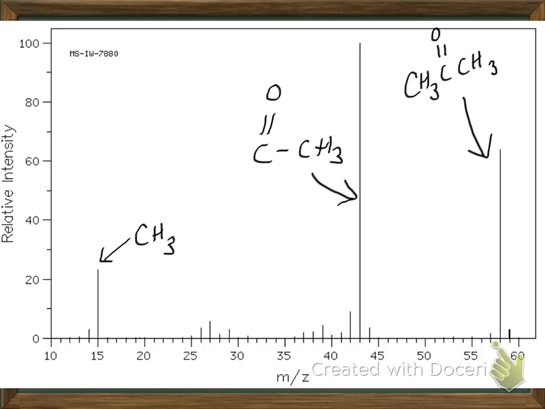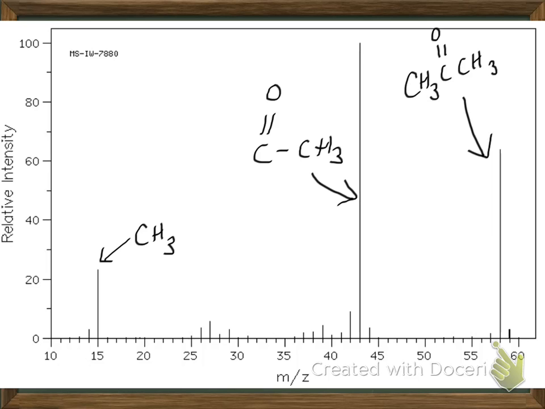We also have some fragments, and the major fragments have been marked. We've got a methyl group, CH3, at 15. Carbon's 12, hydrogen is 1, so CH3 you would expect to weigh 15. And we've also got the C double bond O CH3 coming in at 43.